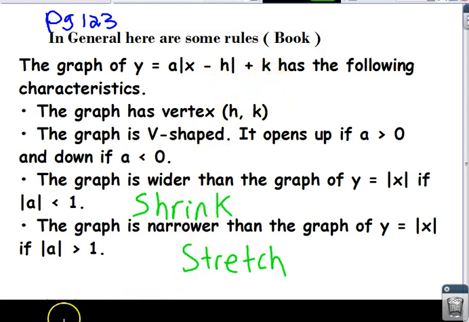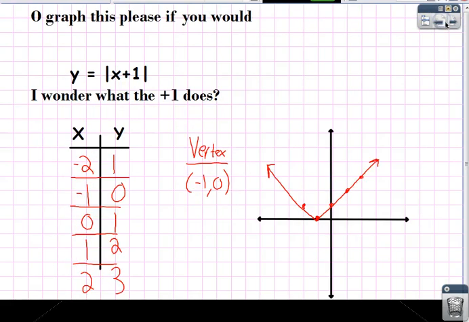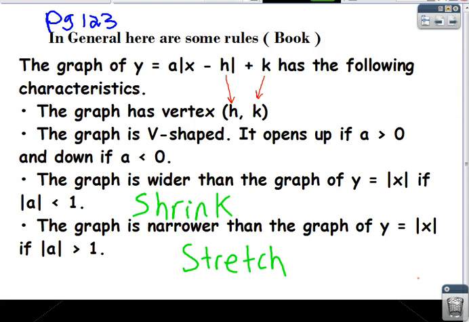So, the graph has the vertex of h, k, meaning if you have this k value here, the outside number, like we talked about with the first example problem, this number here is the y coordinate of your vertex. Always, always, always, always, always. This coordinate here, the opposite of that becomes my x coordinate, which if you think about it makes sense, because if we go back to our example problem earlier, where we had the +1, what happened to my vertex there? It was -1.